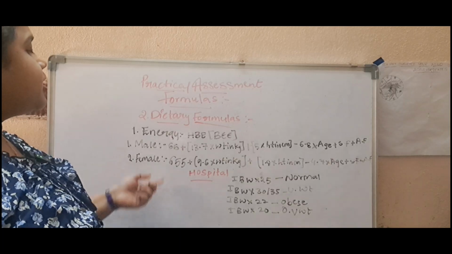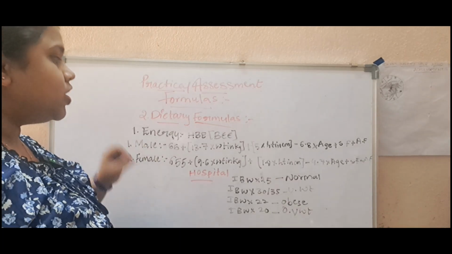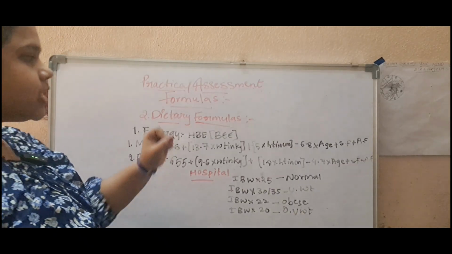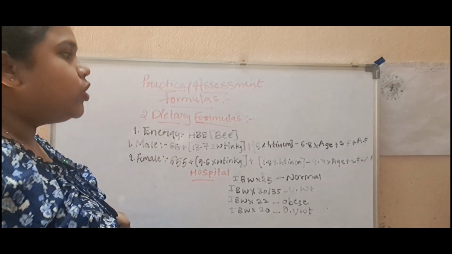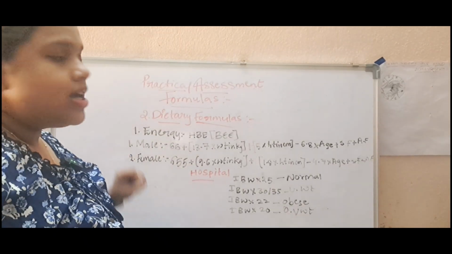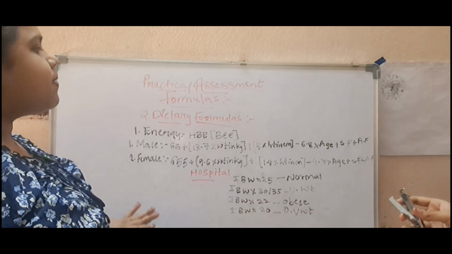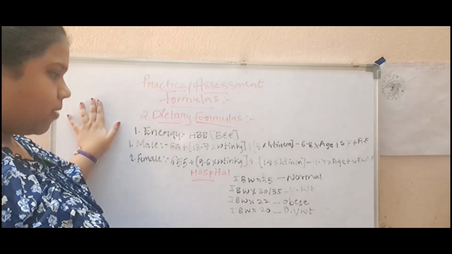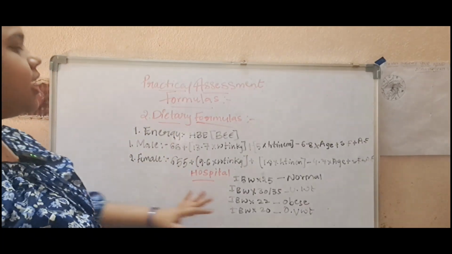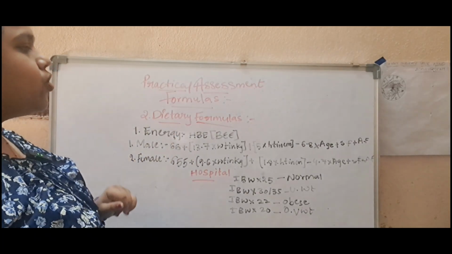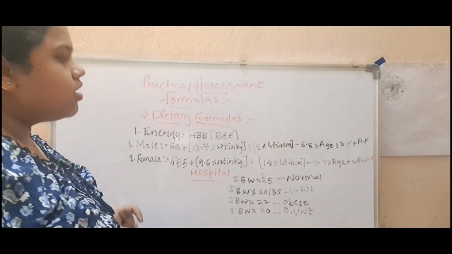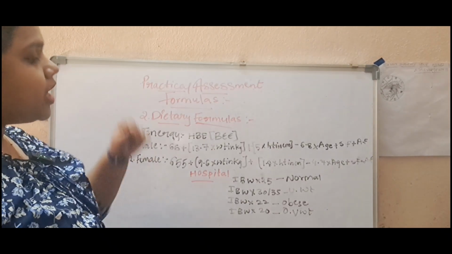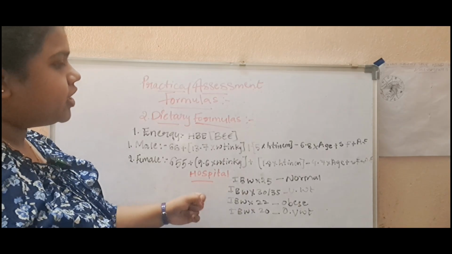So for female it is 655 plus 9.6 into weight in kgs plus 1.8 into height in centimeters minus 4.7 into age plus stress factor plus activity factor. So this is the basic energy expenditure in academic calculation formula. And for hospital it is simple. You just need to know whether the person is underweight or obese or overweight in anthropometric assessment only. So based on that we have to give this formula.